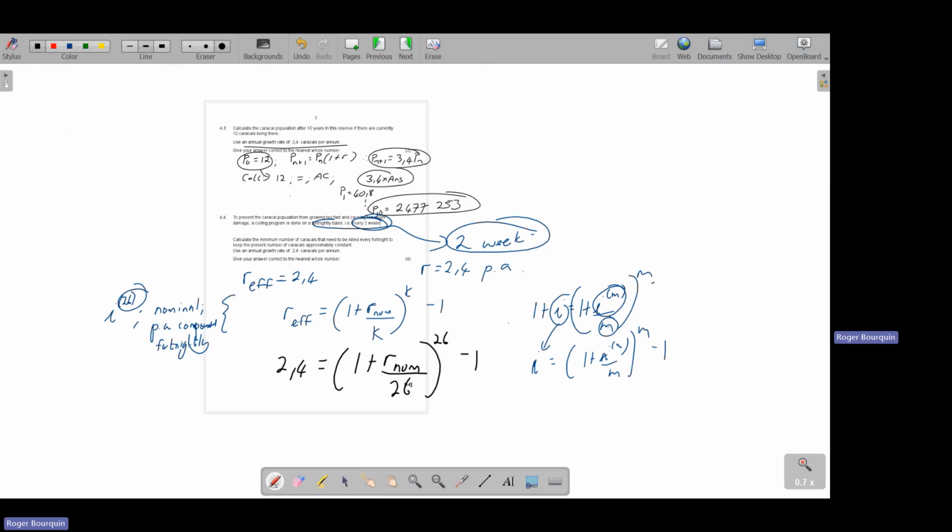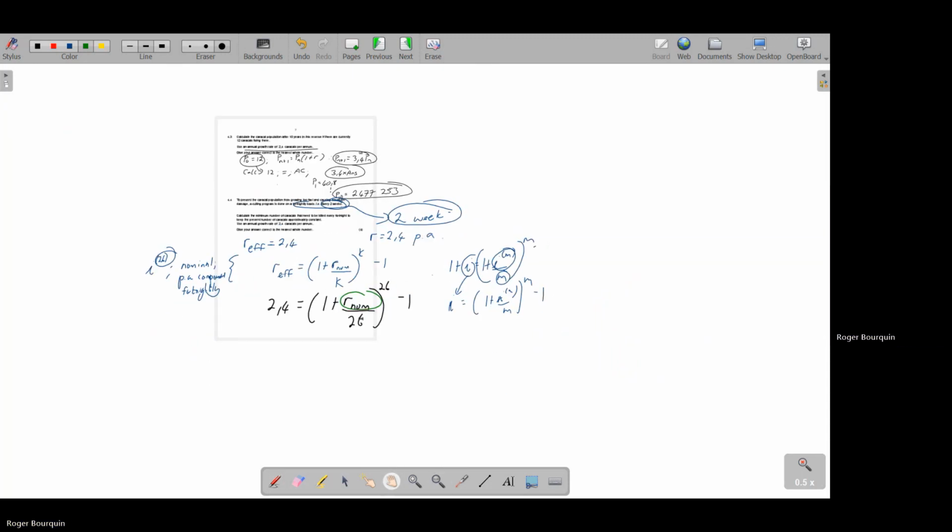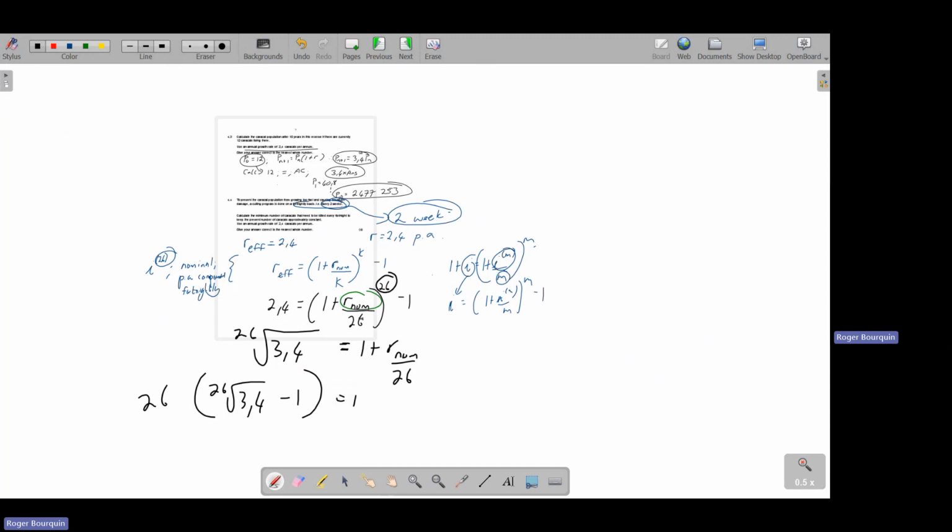Now you have to make R nominal the subject of the formula. So to do that, we're going to go 2,4 plus 1, so you're going to have 3,4. And then you're going to get rid of that 26, so you're going to go the 26th root of 3,4. And we're going to be left with 1 plus... you don't have to show the step, I'm showing you what we're doing. Then you're going to move that 1 across. So you're going to get the 26th root of 3,4 minus 1 times 26 is equal to R nominal.